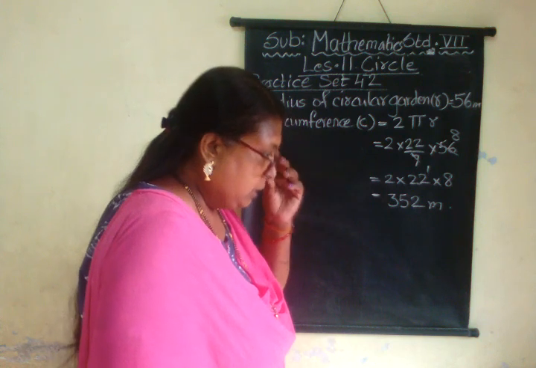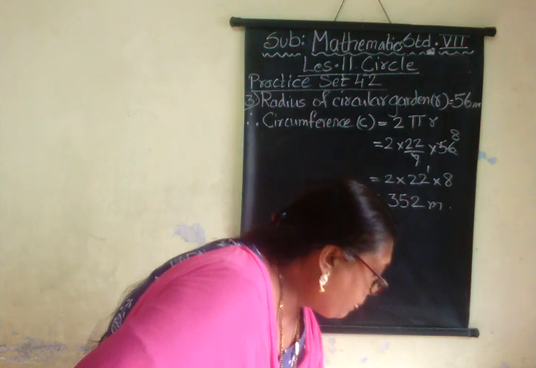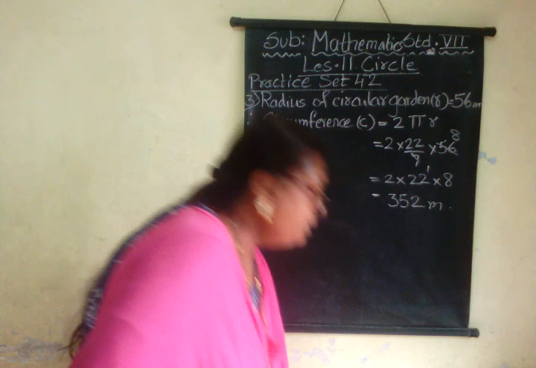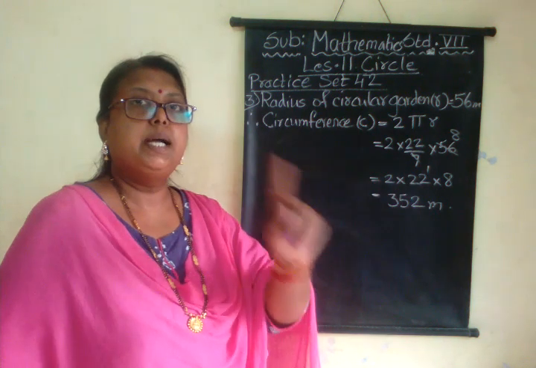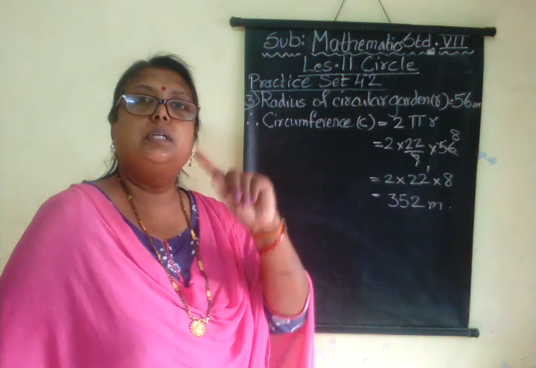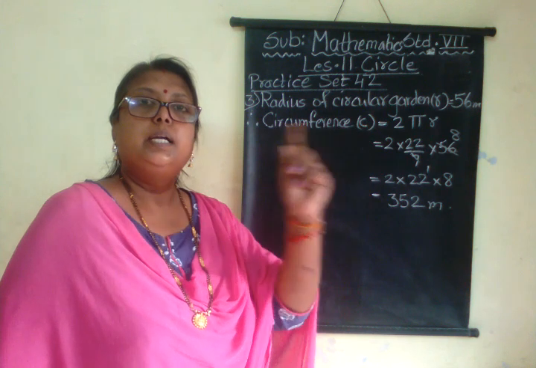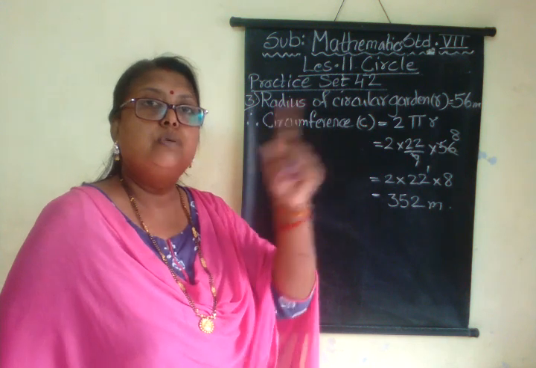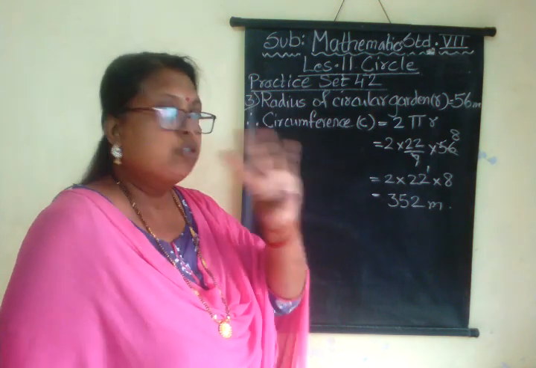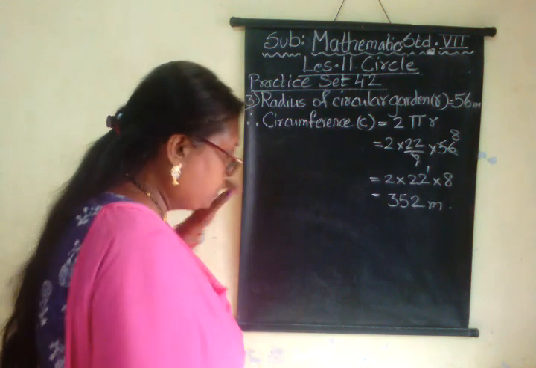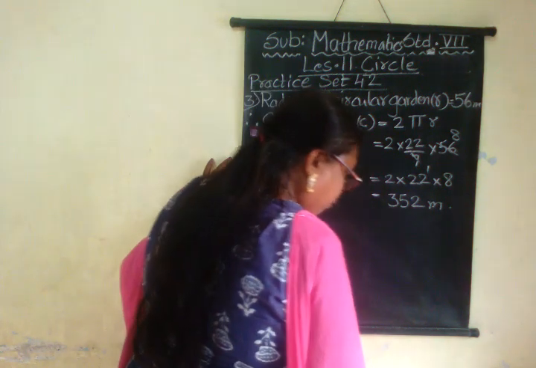Now, circumference means one time the round fence. The one circumference is one times the round. How many rounds you have to put? 4 rounds. So total length will be how much? We will multiply by 4.